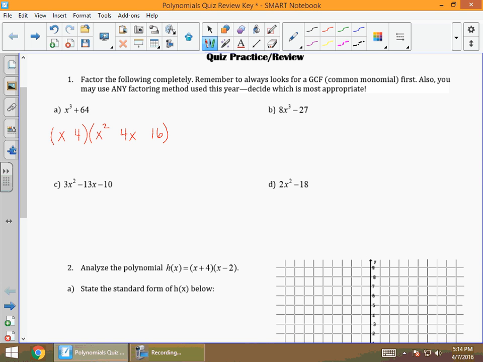In order to deal with the signs, I remember the acronym SOAP. SOAP stands for same, opposite, and always positive. So my first sign must be the same. In my problem it says x cubed plus 64, so my first sign is the same, a plus. Then it is opposite, so the opposite of a plus is a minus, and the last one is always positive. So that is the factorization of x cubed plus 64.